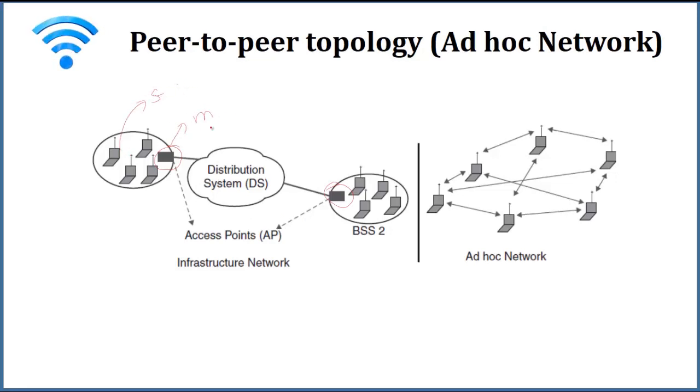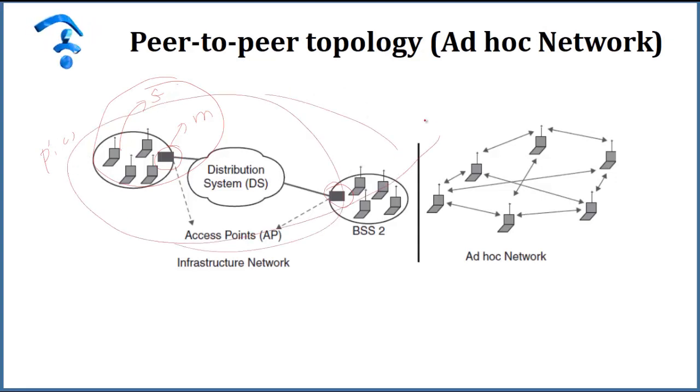In Bluetooth, this was considered a piconet, and the combined entire network was said to be a scatternet.